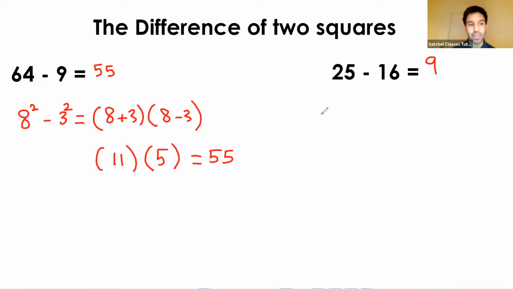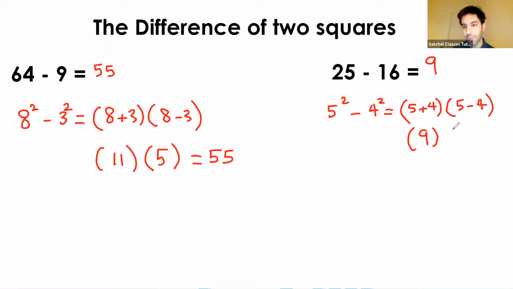Now we can rewrite this as 5 squared minus 4 squared, which can be rewritten as 5 plus 4 multiplied by 5 minus 4. 5 plus 4 is 9. 5 minus 4 is 1. 9 times 1 is simply 9, and that gives us the answer we had over here. So can we spot a pattern here?